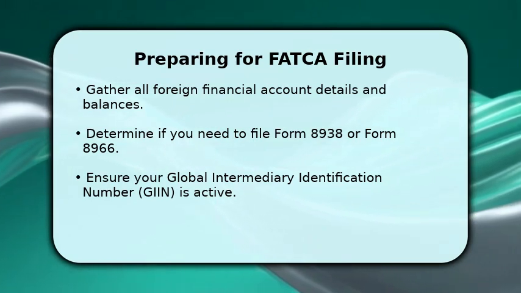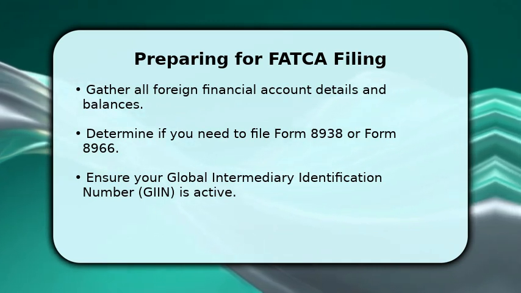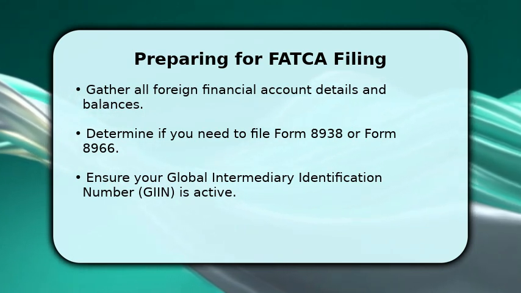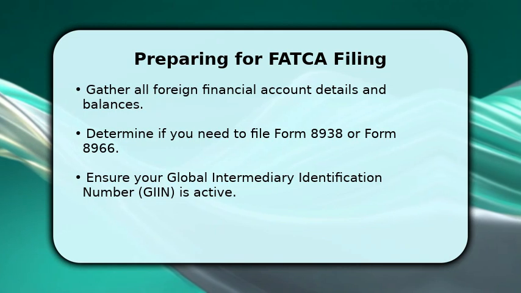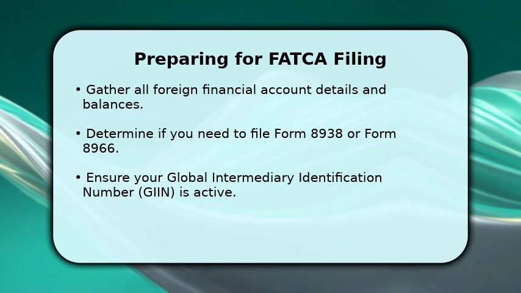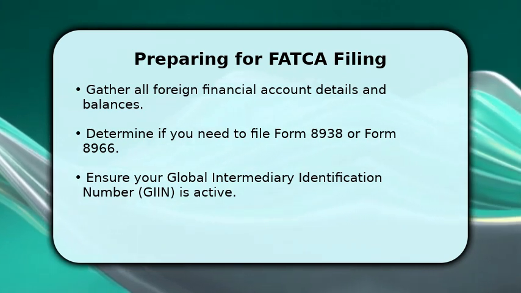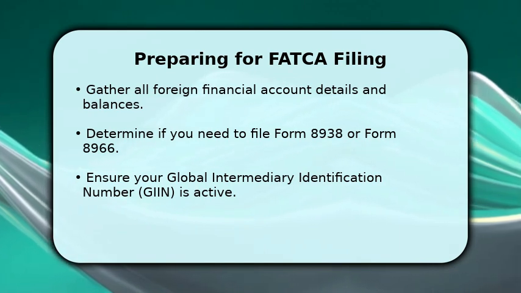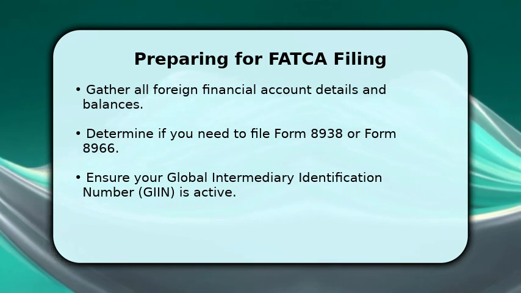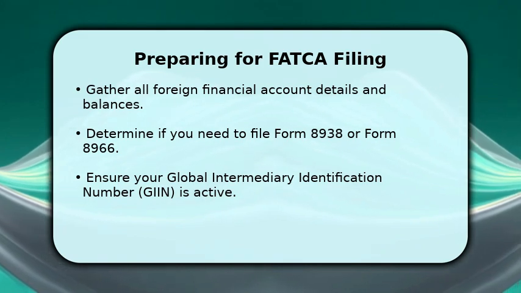Start by compiling all necessary information about your foreign financial accounts, including account numbers, balances, and the highest value during the reporting period. Next, confirm whether you, as an individual, need to file Form 8938, or if your financial institution needs to submit Form 8966. If you're a financial institution, verify your Global Intermediary Identification Number, or GIIN, is current and valid for submission.